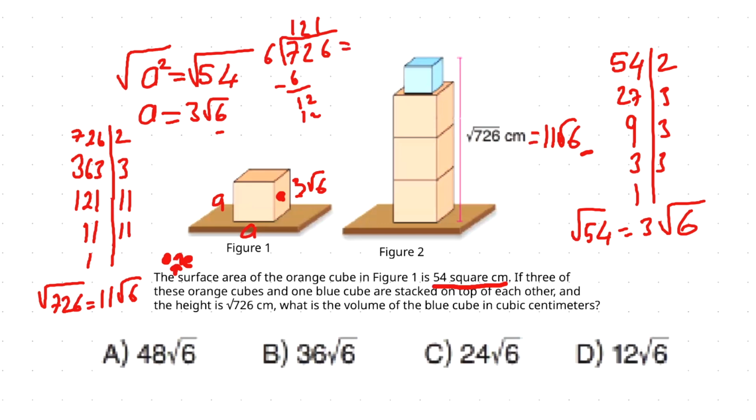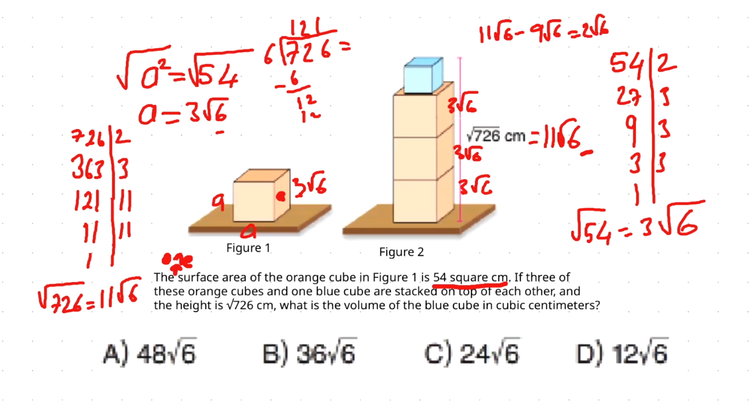Again, we have talked about that. And so we have 3 root 6 here, 3 root 6 here. These are identical cubes. 3 root 6. Total we have 9 root 6. But the whole height was given as 11 root 6. So I'm going to take away 9 root 6 from 11 root 6, which gives you 2 root 6.